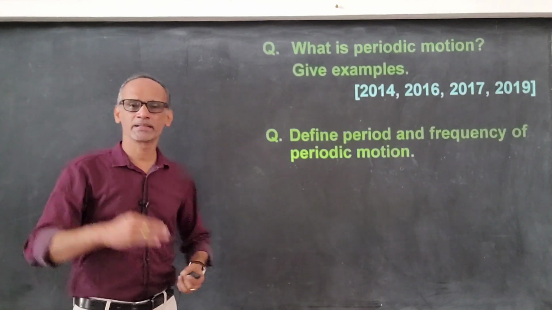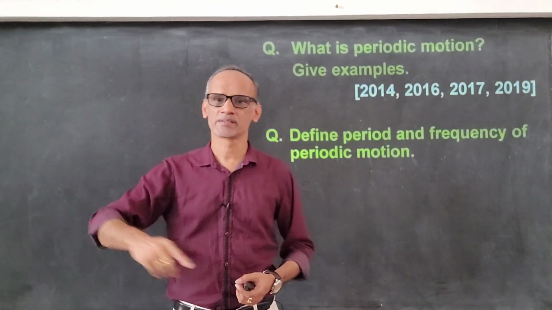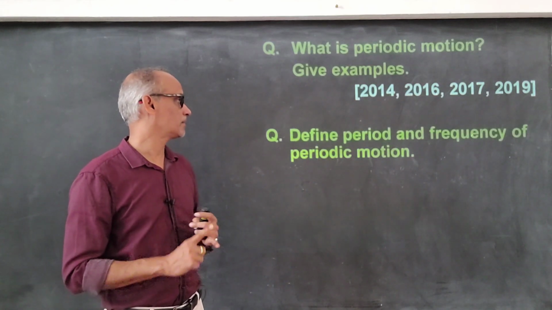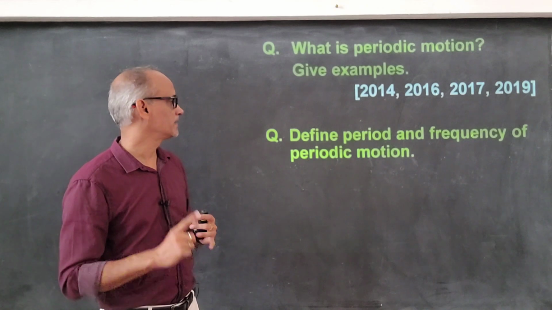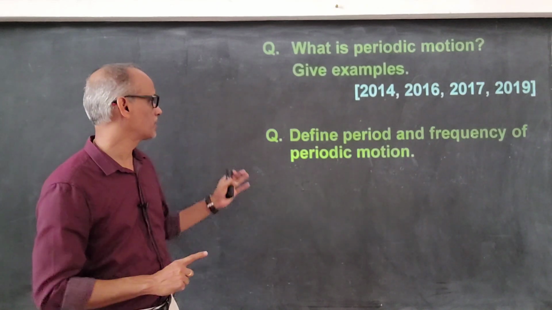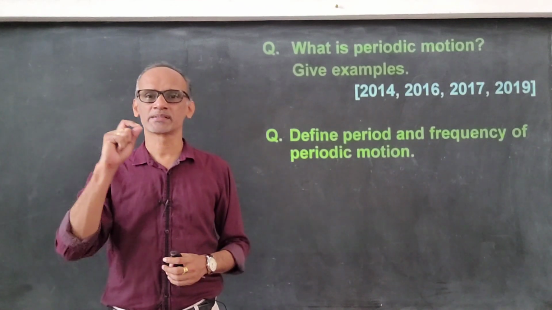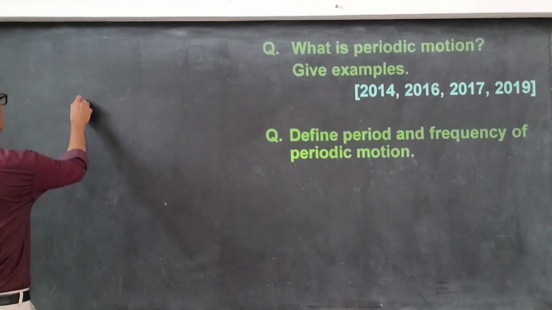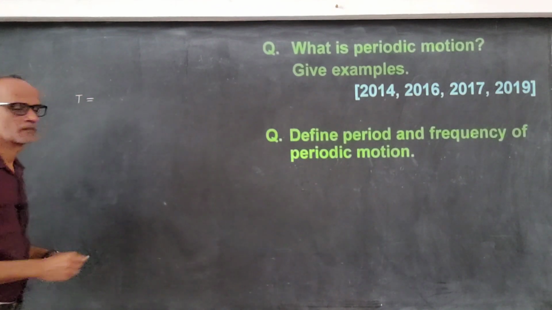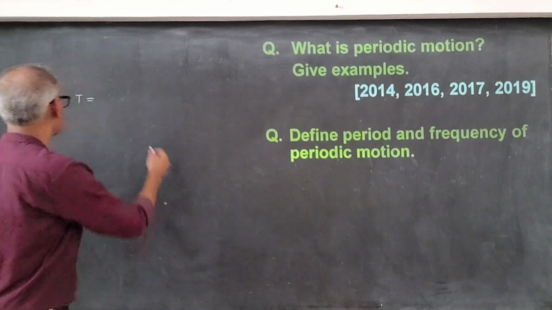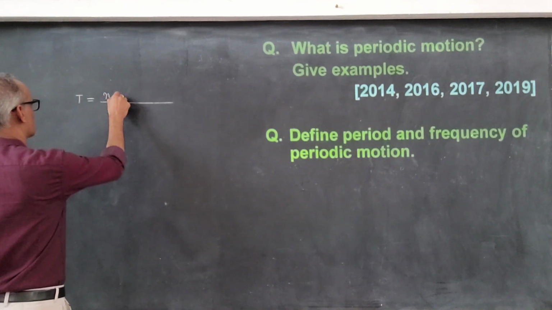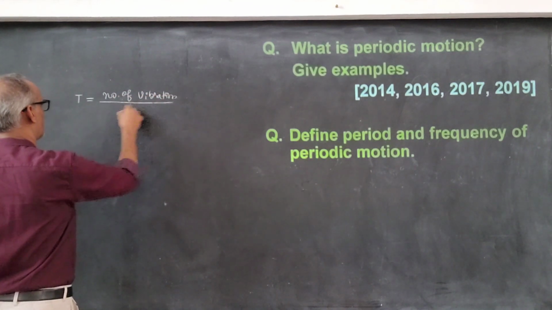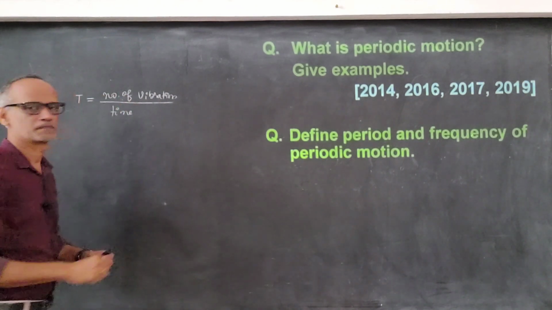Whenever a particle vibrates, or whenever a particle completes one circular motion, we can always calculate two important quantities. One is the period of oscillation, and the other is the frequency of the periodic motion. Now, what do you mean by time period? Time taken by the particle to complete one vibration is called the time period of vibration. How to calculate the time period of vibration? It is the ratio of the time taken divided by the number of oscillations or vibrations. This is how we calculate.